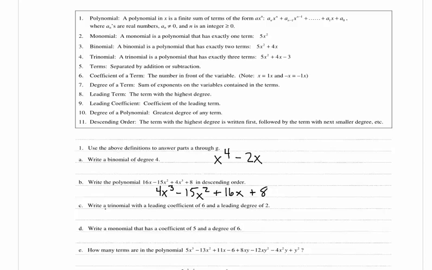In C, it says write a trinomial with a leading coefficient of 6 and a leading degree of 2. So if we want a trinomial, in 4 we can see that a trinomial is a polynomial with exactly three terms, and we want a leading coefficient of 6, so we're going to have 6x, and then we want degree of 2, so 6x squared plus 5x minus 10.